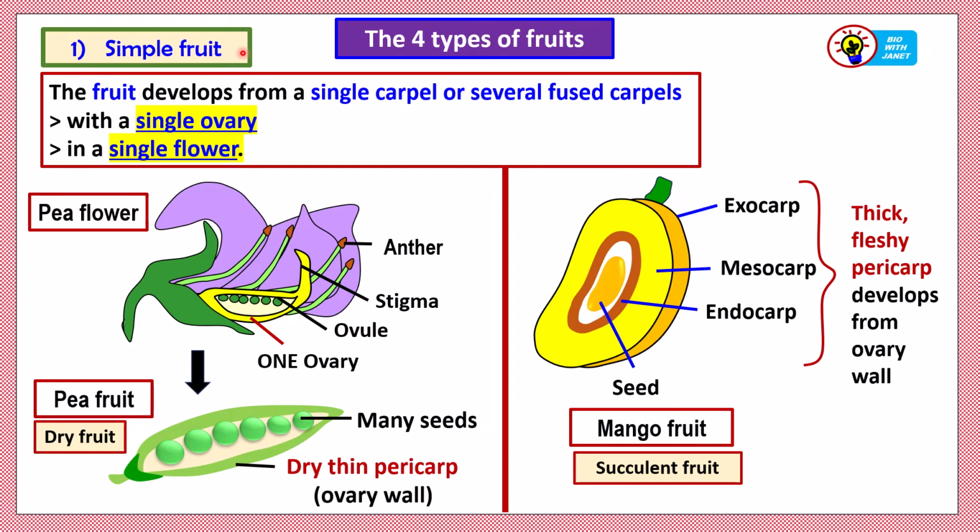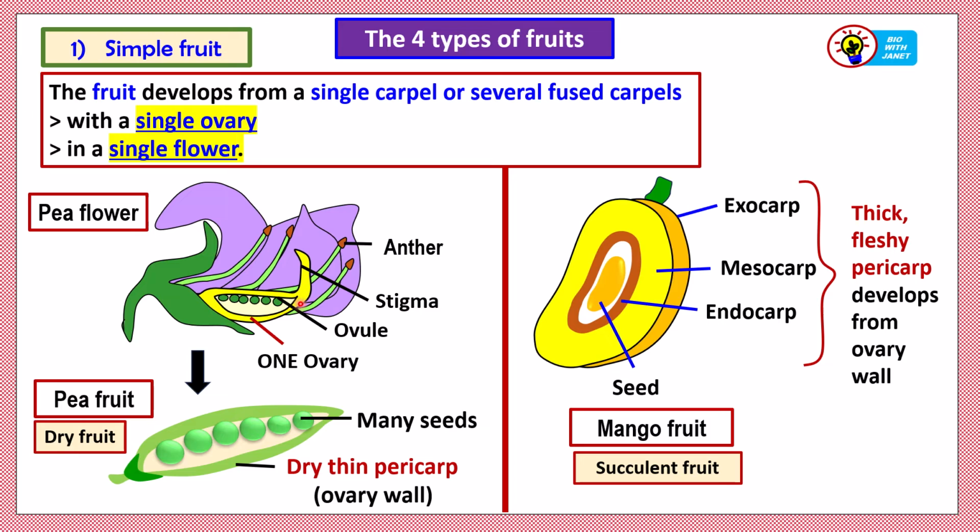Okay. Now, for simple fruit, we say there are 4 types of fruits. For a simple fruit, the fruit develops from a single carpel or several fused carpels, but with a single ovary in a single flower. The important point is a single ovary in a single flower for simple fruit.